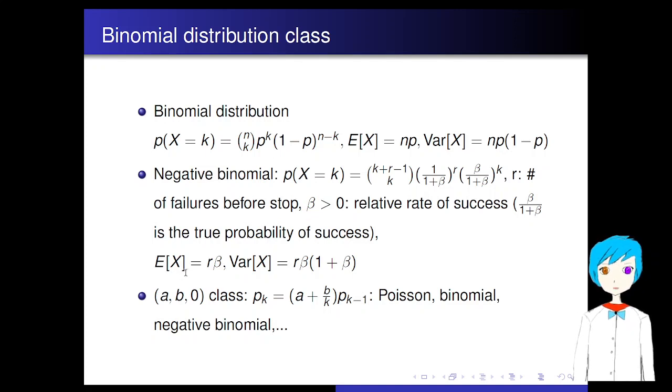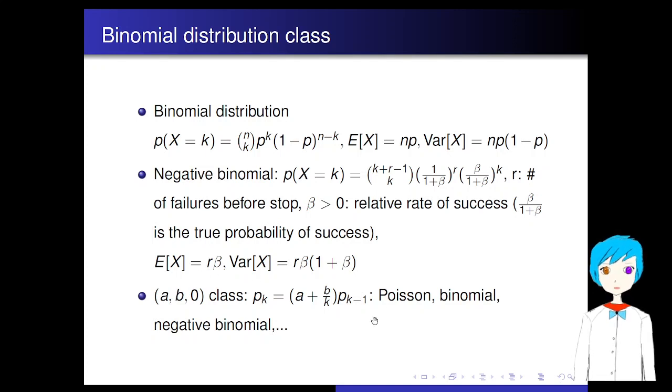So the expectation of the random variable X is r times beta. So on average, we will stop after we repeat r times beta times, and the variance of the random variable X is r beta times (1 plus beta).